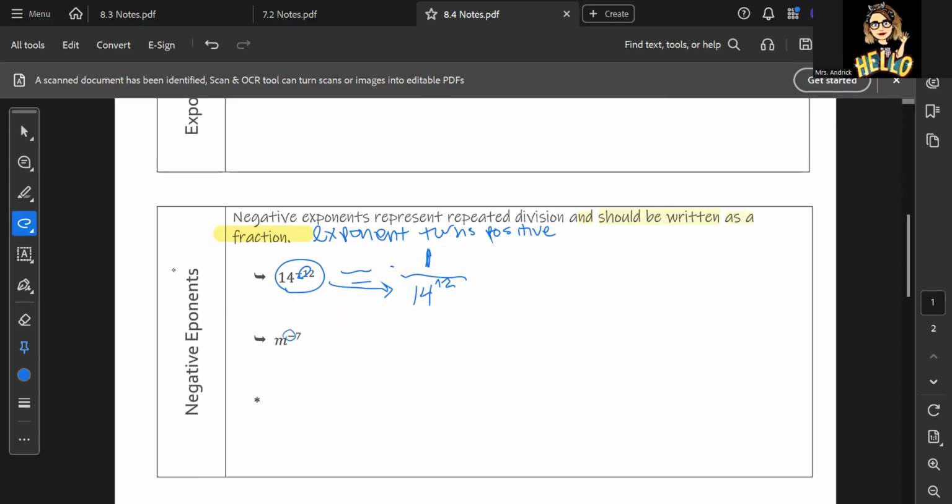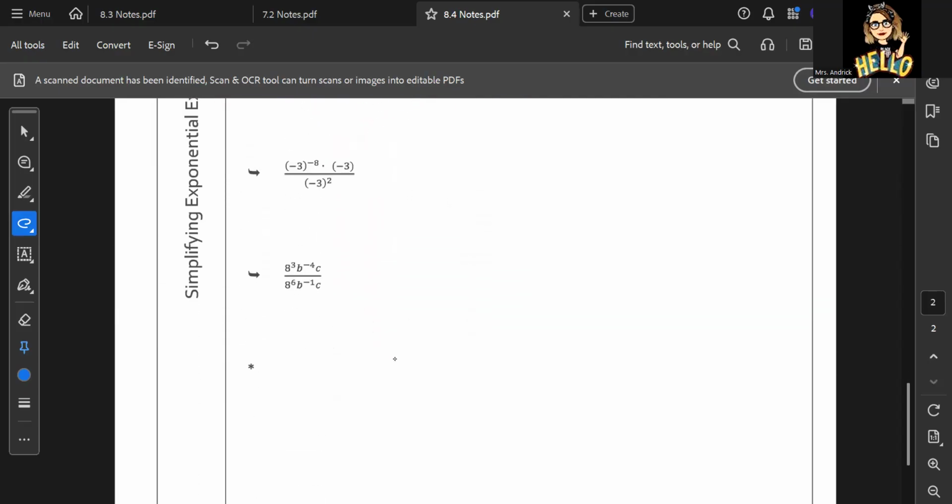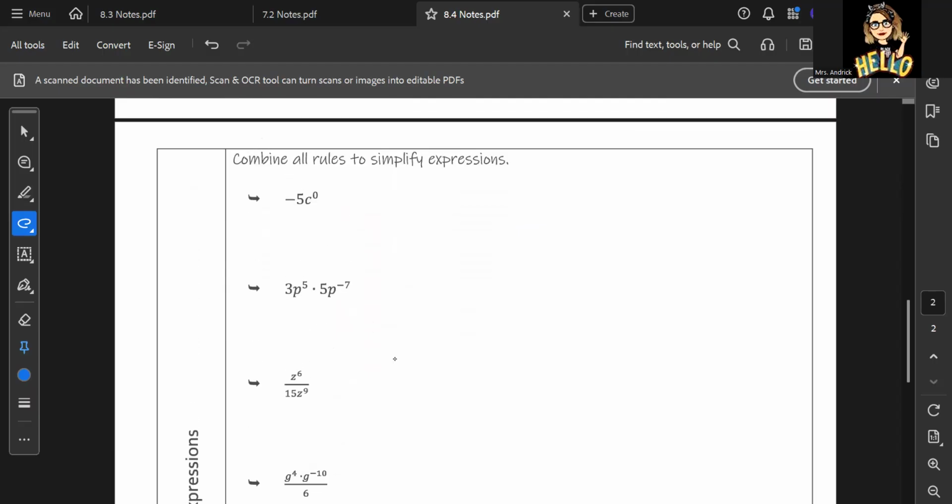Okay, so I see a negative. I have a fraction. It goes down to the bottom, becomes positive, and there's nothing up top, so I put a 1. Okay, so I think negative exponents are the most confusing part. So now we're going to put it all together, every rule we've ever learned. When I see something to the 0 power, it becomes 1. And there's implied multiplication between them. So it's really 5 times 1, which is 5.